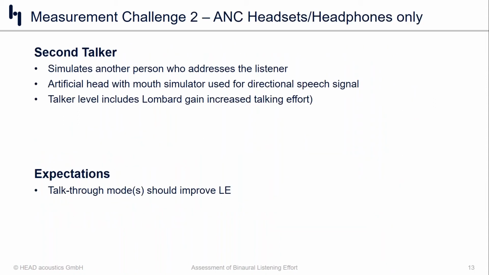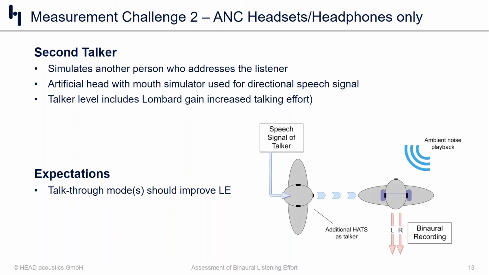Now, measurement challenge 2, this one is going to be unique to ANC headsets, but this is one thing that we can start to evaluate with listening effort that previously was fairly difficult to do, if not impossible. The idea is that we want to simulate a second near-end talker. So now we want to put our headphones on the head and torso, the primary head and torso where we're capturing the binaural signals. We have ambient noise playback, but we have the speech signal originating from the secondary talker. That is fairly directional speech pointed straight at our user or our primary head and torso.